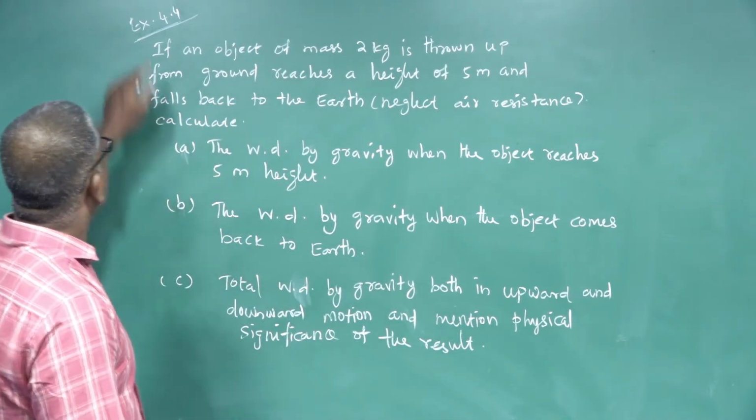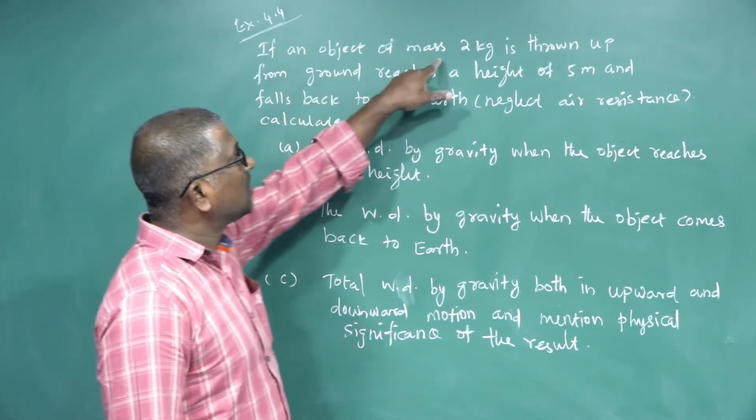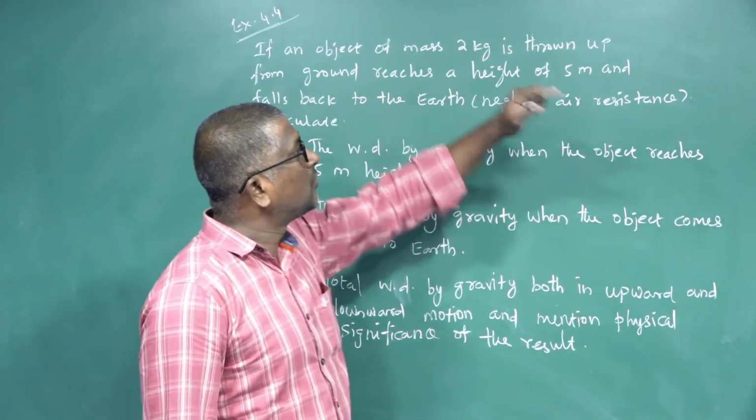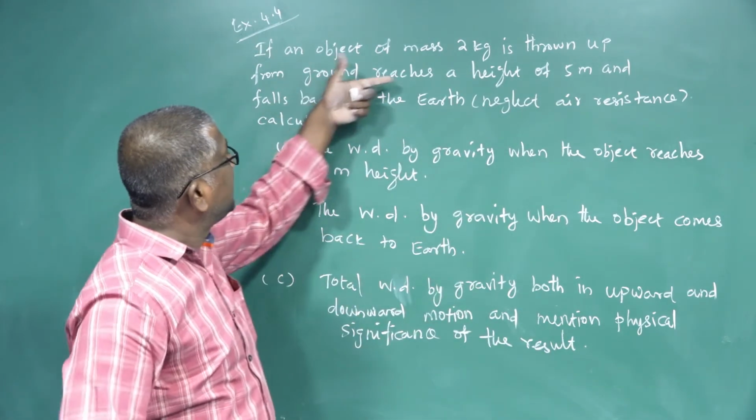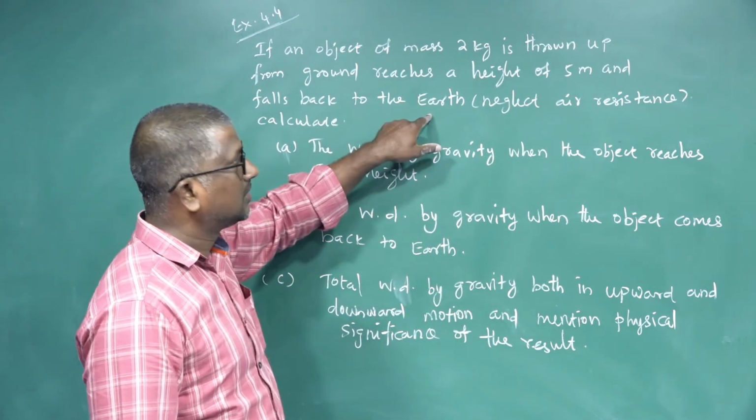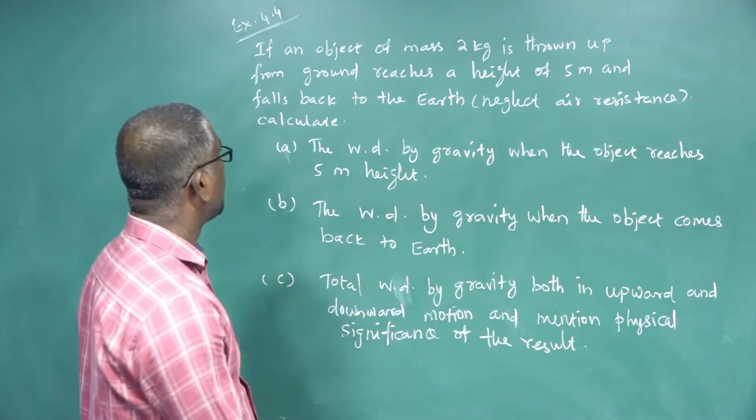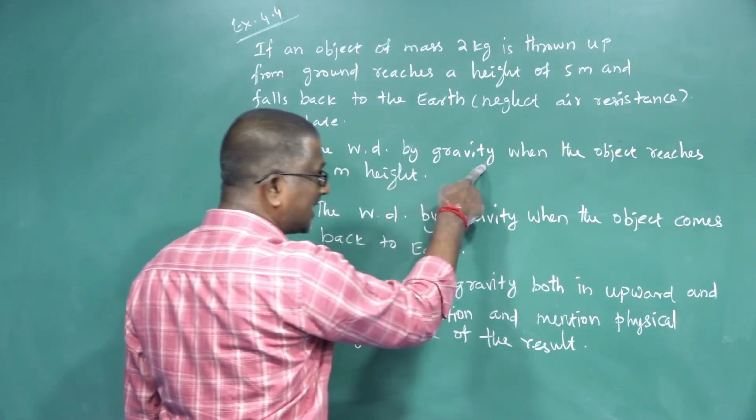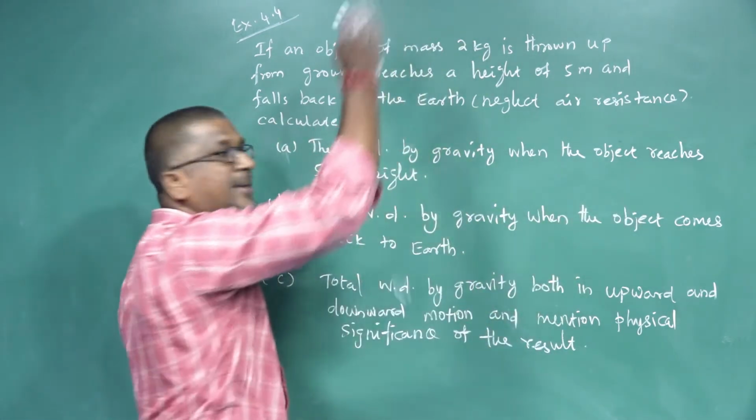Next, example problem 4.4. Question: an object of mass 2 kg is thrown up from the ground, reaches a height of 5 meter and falls back to the earth. Neglect air resistance. Air resistance is negligible. In this question, we need to calculate the work done by the gravitational force when the object reaches a 5 meter height.